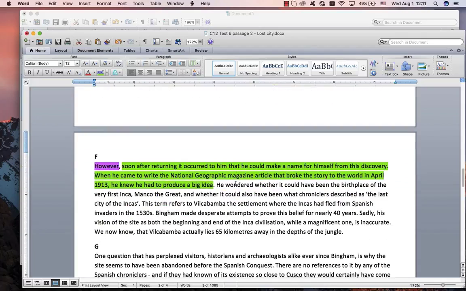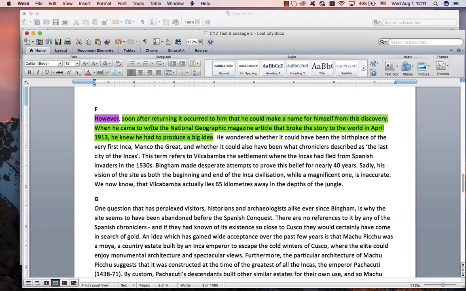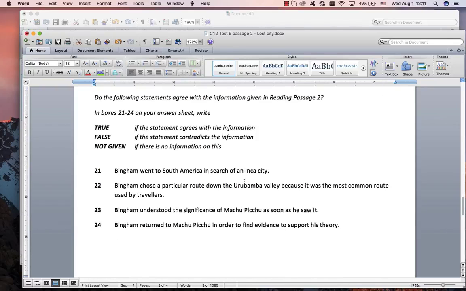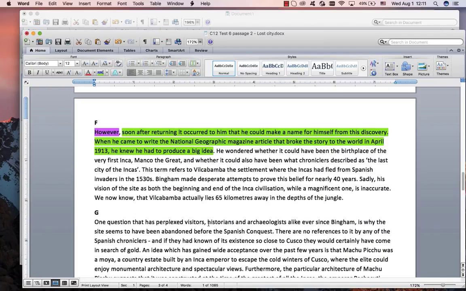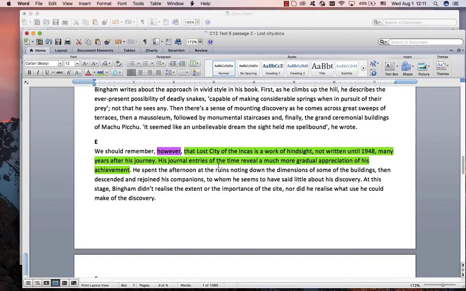Then there was one more in this reading, a difficult one. If you remember, I didn't really agree that it was the topic of this paragraph. There's the "however" there: he returned. That word returning was important because it was an important keyword in the true, false, not given. So it's right next to the however. Then he published his story in the following sentence.